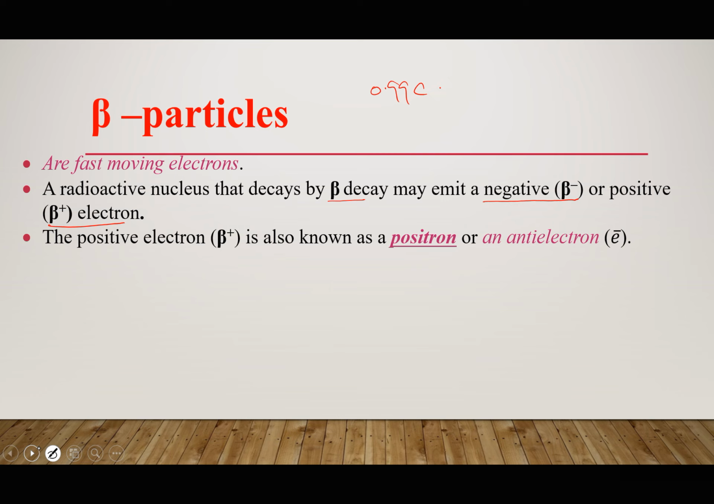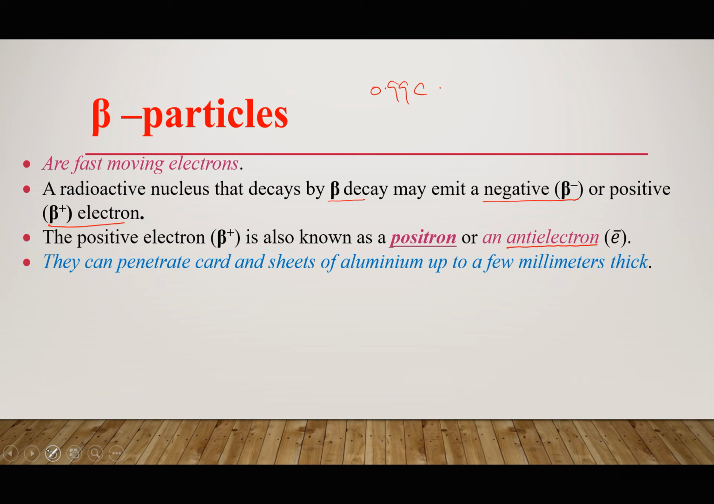So the positive electron, which is beta plus, is known as a positron, which we can also call an anti-electron. Anti means it has opposite charge to that of the electron. So beta plus is always called a positron. It is an electron with a positive charge. When we say anti, we are referring to opposite. Anti-electron, the opposite of the electron. So it has the same mass as the electron, but it has an opposite charge. That's why we are calling it anti-electron.